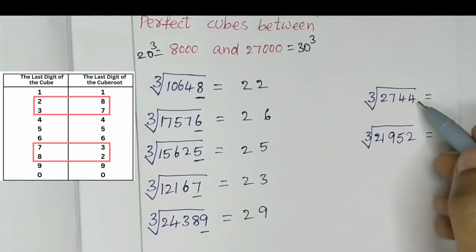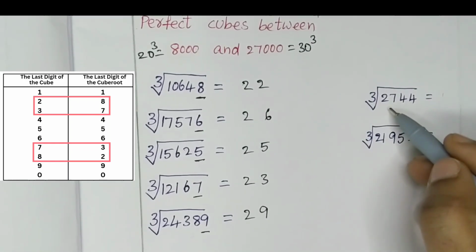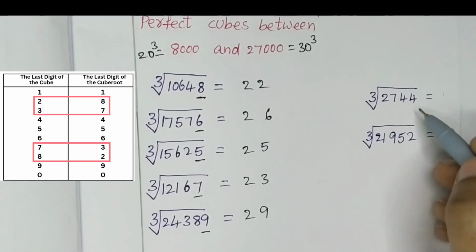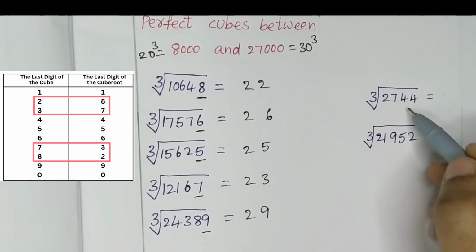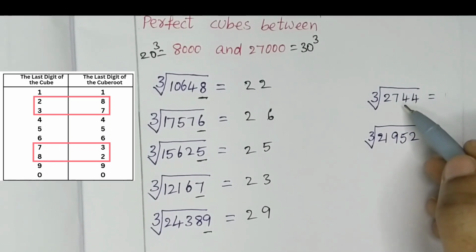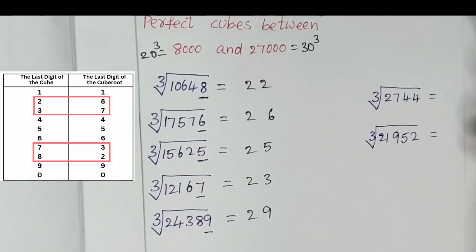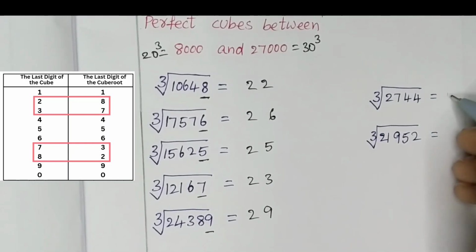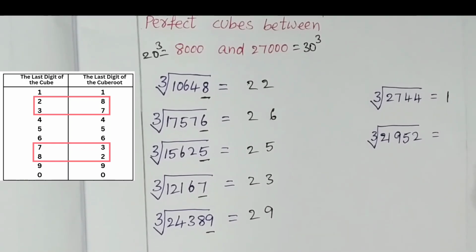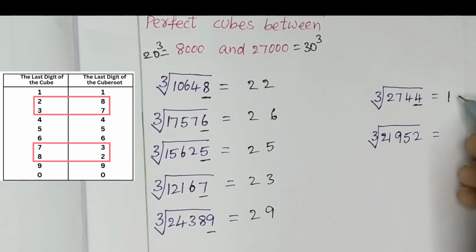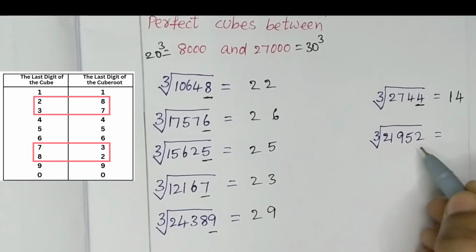Now see these numbers. Cube root of 2744. First observe the number, and this number is above 1000 and below 8000. So it is between 10 cube and 20 cube. So first digit is 1. Units place is 4. So answer is also 4. 14.